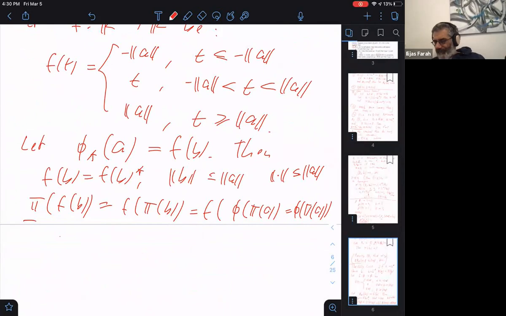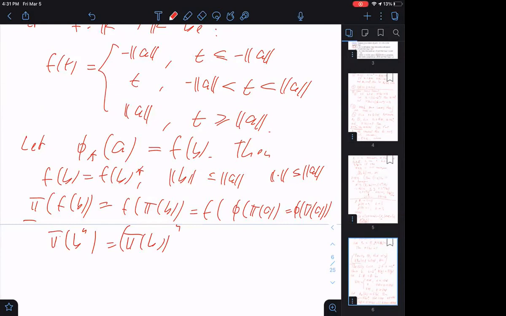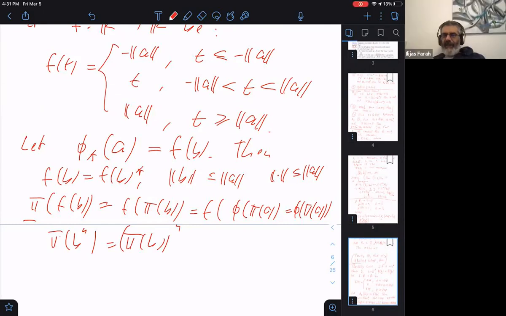How do I say it? It is, oh yes, thank you. Thanks to Finlay. It's true for polynomials, and Stone-Weierstrass implies it's true for continuous functions on the spectrum. Exactly, right. So if I had P of B to the N, it is P of B to the N and so on. Thanks, Finlay. Well, thanks to Finlay, not to me.